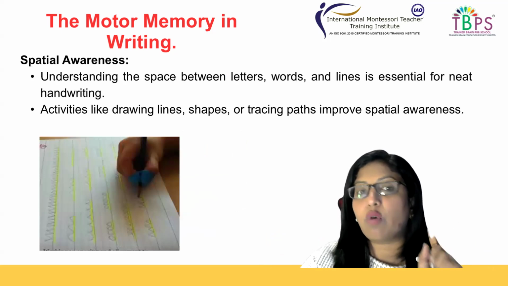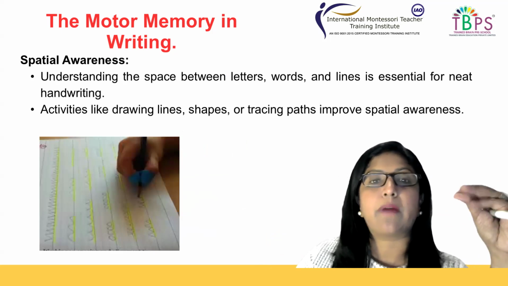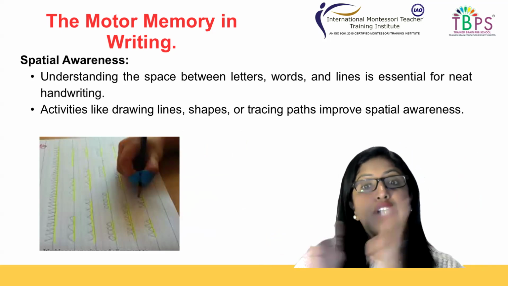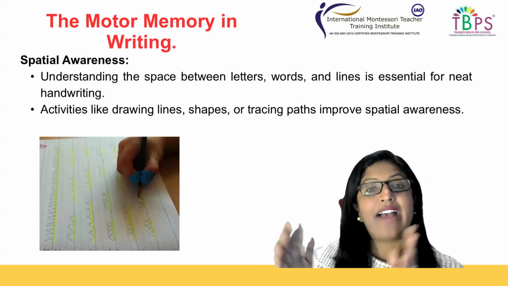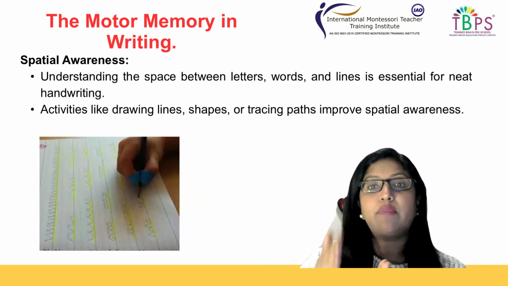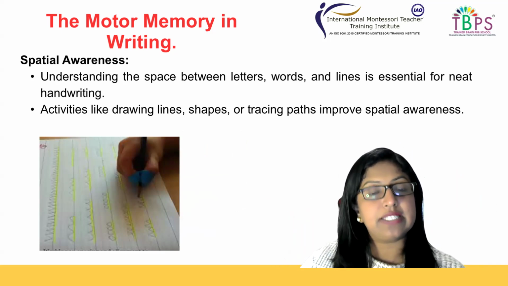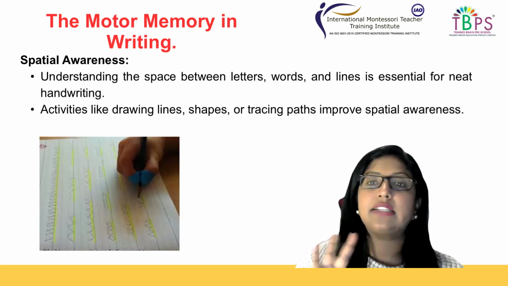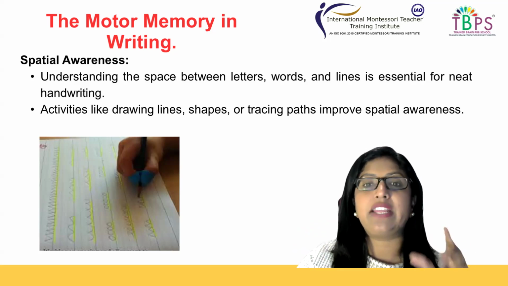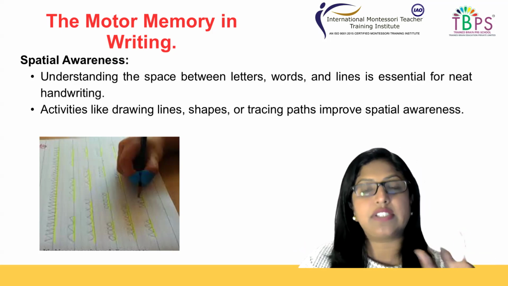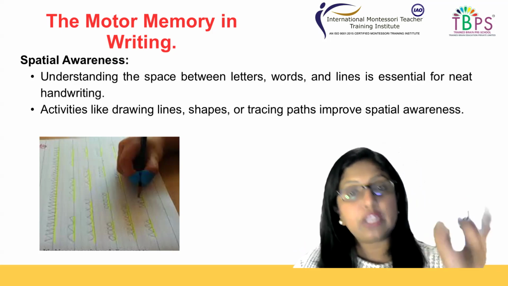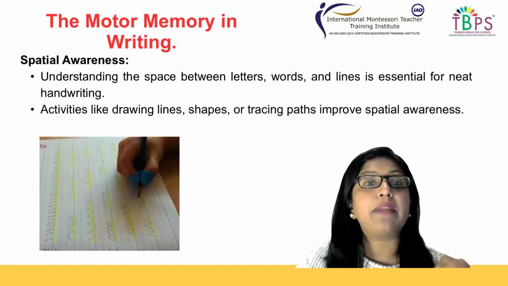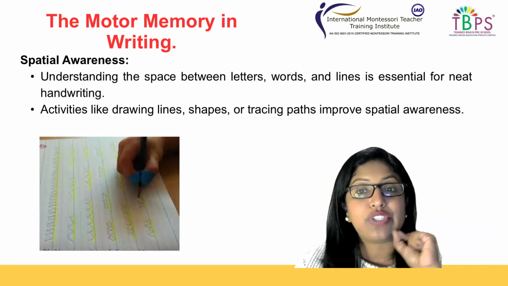The next important thing in motor memory, which is not mentioned in your book, is the spatial relationship or the spatial awareness. The child should know how much space they have to give between letters, how much space they have to give between words, and how much space they have to leave between the lines. These are the three important things. Most of the nursery or the UKG teachers forget to introduce this. Because of this, when they go to grade 1, children do struggle. They might not be aware of it. So that's the reason you have to stress.